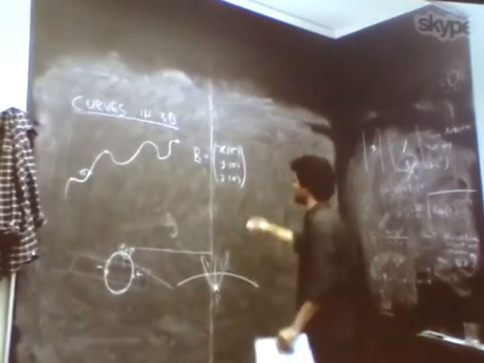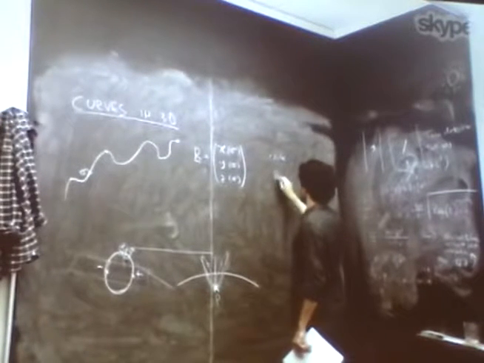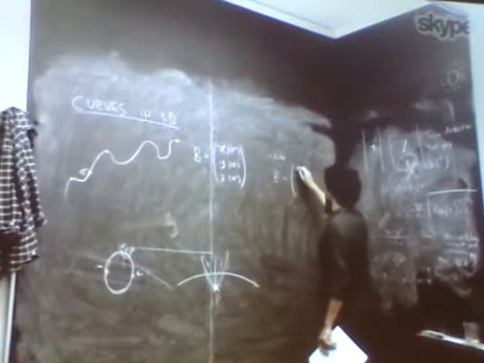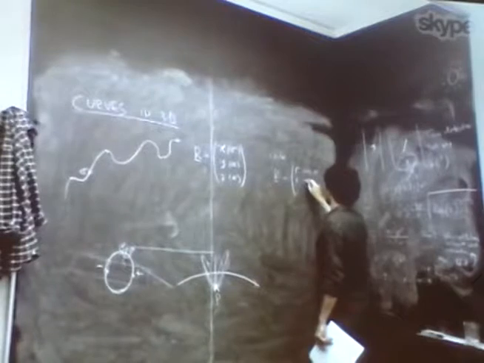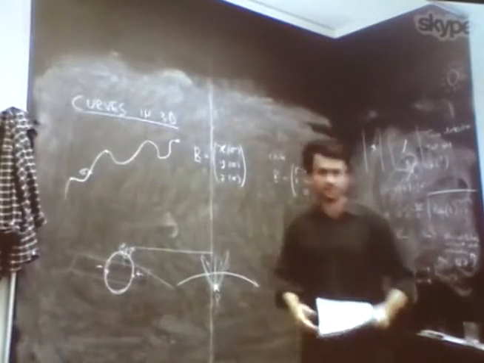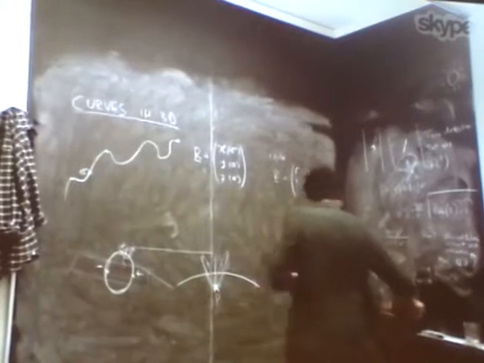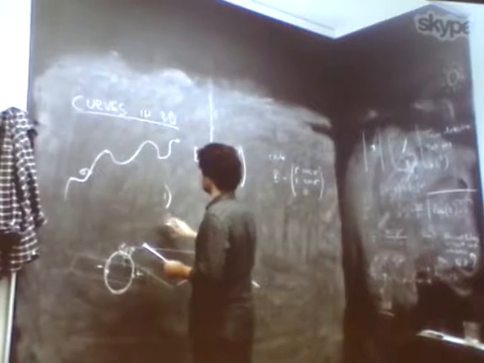Okay, so for example, a circle in the xy plane would just be r equals R cos sigma, R sin sigma, 0, and so on and so forth. So we have a parameterization. The first kind of geometric property of the curve is the length.